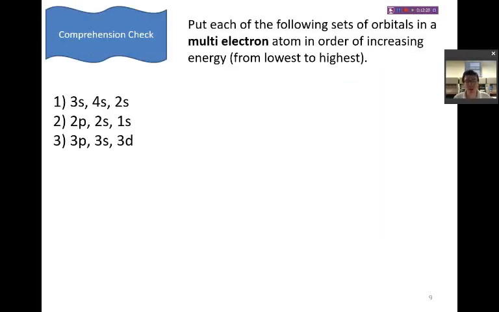Okay, now let's try a practice problem. I'd like you to try this on your own first, and then come back and I will show you a solution.